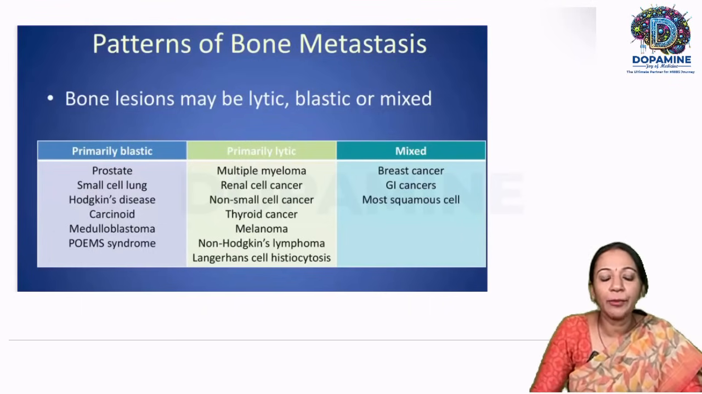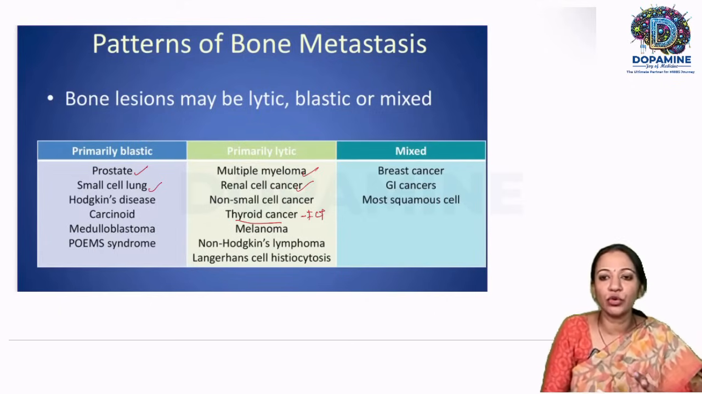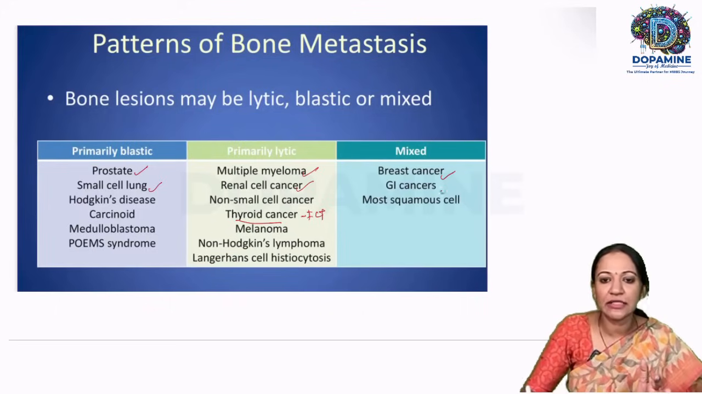So a quick recap on bone metastasis, a familiar slide which we have discussed so many times. Whenever we deal with blastic, bone forming metastasis, remember prostatic carcinoma, small cell carcinoma lung. Lytic, remember multiple myeloma, RCC. Thyroid cancer, we will remember follicular carcinoma thyroid. When we have mixed osteoblastic and osteoclastic, remember breast cancers, GI cancers.